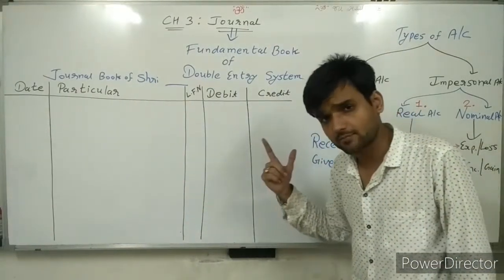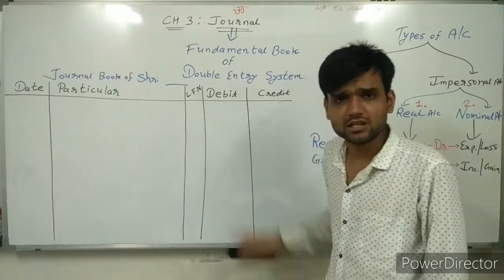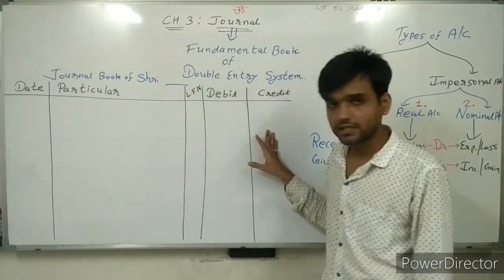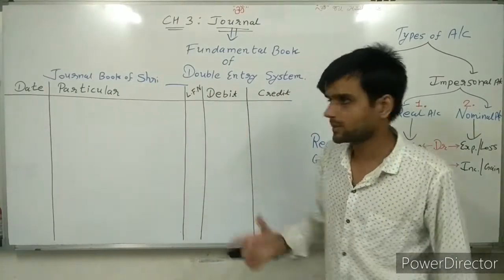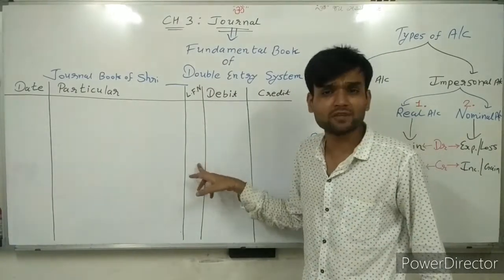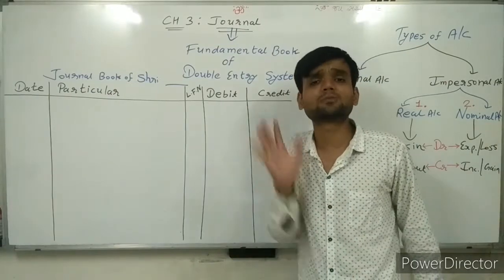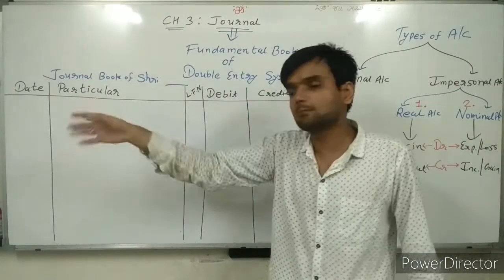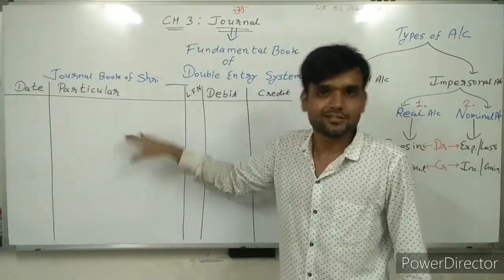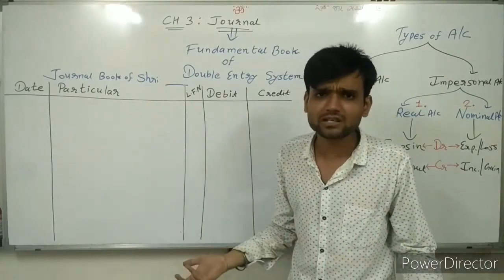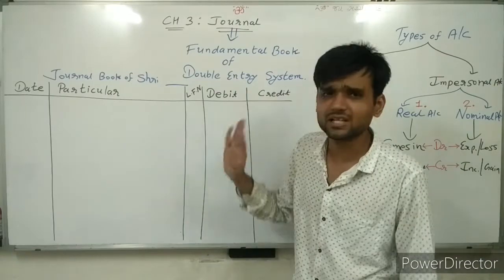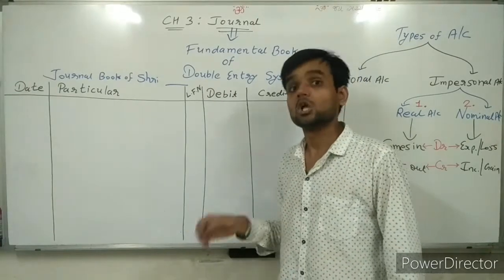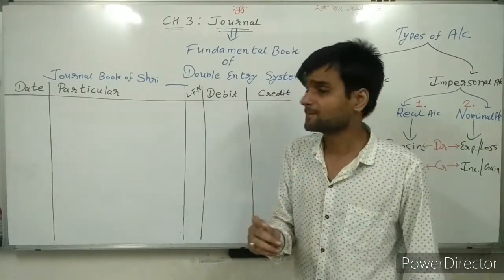Format: date, particular, LF, debit and credit. These columns we need to prepare. This is the amount column, and this is the page number column, in which we are not writing anything in this chapter, because without preparing ledgers we cannot write page numbers. The page number on which we post this journal is written here, but since we are not preparing ledgers, we are not writing any page number. That's why it is always a dash, but we have to prepare the column. That is fixed.